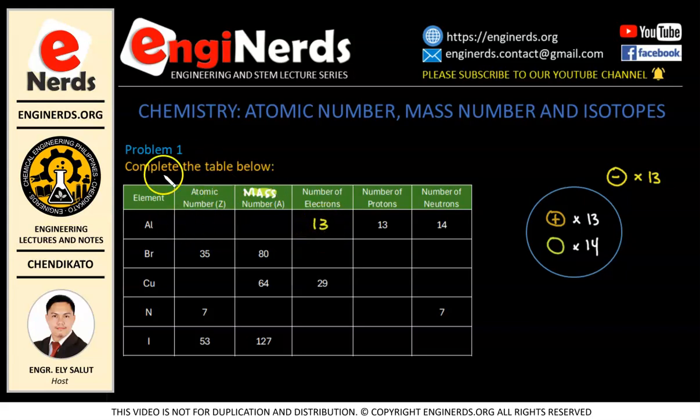Now, the atomic number, as we have learned before, is the number of protons inside the nucleus. So in this case, we have 13 here. So we have an atomic number of 13 here as well. Now, what is our mass number? Mass number is the total number of protons and neutrons inside our nucleus. So in this case, we have 13 plus 14, which is equal to 27. Okay, so we already filled our first row.